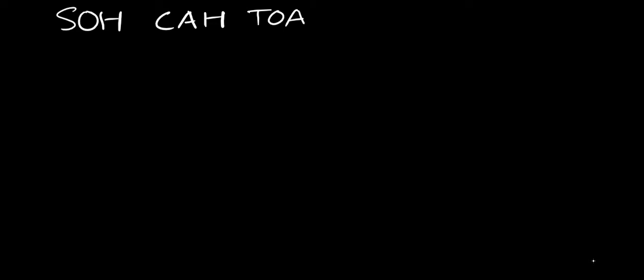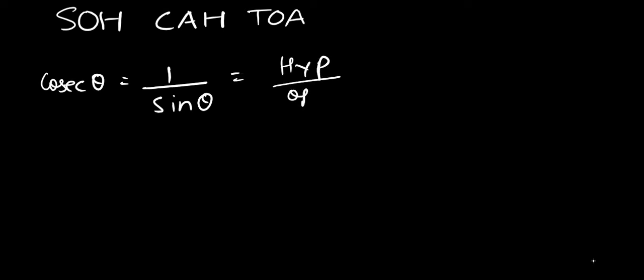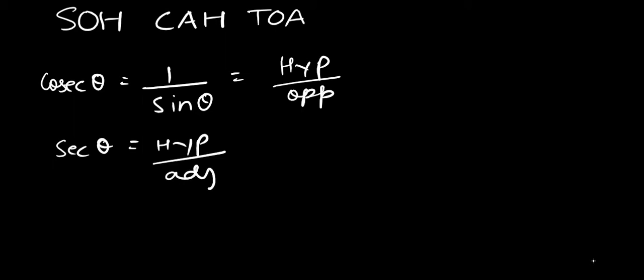Now we know that cosecant theta is 1 over sine theta. So cosecant is hypotenuse divided by opposite side. Similarly, secant is the reciprocal of cosine, so secant theta is hypotenuse divided by the adjacent side. And the last one, cotangent, is the reciprocal of tangent. So if tangent is opposite over adjacent, cot theta will be adjacent over opposite side. So these are the 6 trigonometry functions.